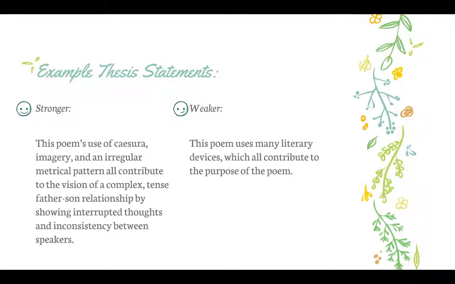This thesis has outlined 3 specific things that they're going to touch on from evidence in the poem. It has said what they do, and it has shown how they do that. Weaker thesis statement, which as a grader, from my perspective, is not strong because it doesn't really tell me anything. It's just rephrasing the prompt. And for you as the writer is also weaker because you don't really know where to go from this.